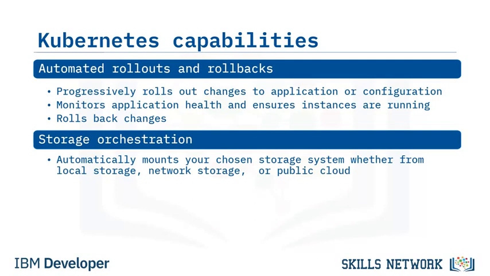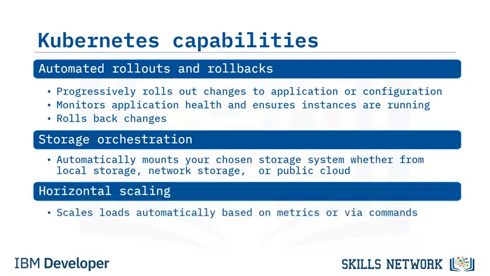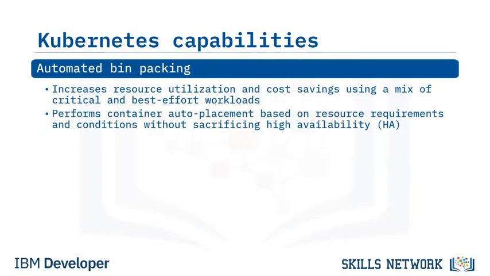Storage orchestration that mounts a chosen storage system, including local storage, network storage, or public cloud. And horizontal scaling of workloads based on metrics or via commands. Additional capabilities include the following. Automated bin packing that increases utilization and cost saving using a mix of critical and best effort workloads. Automated bin packing performs container auto placement based on resource requirements and conditions without sacrificing high availability.